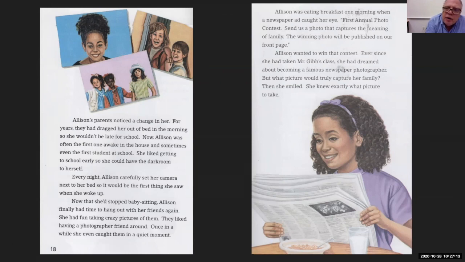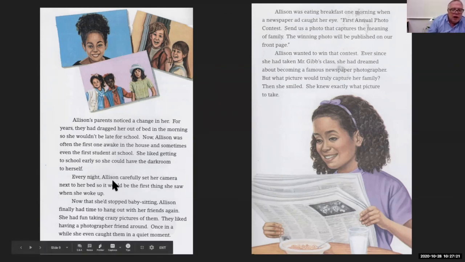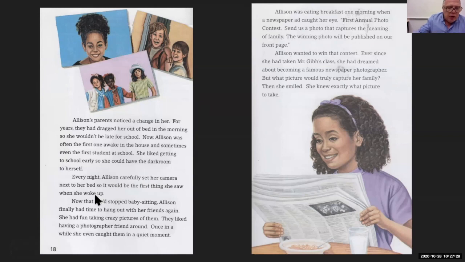Okay, stop. Let's think. And let's paraphrase, or let's look at the inference that's in here. Every night, Allison carefully set her camera next to her bed so it would be the first thing she saw when she woke up. When we make inferences, we are reading behind the lines. We're trying to read that which is being hinted at by the author. They don't say it explicitly. They don't say it plainly out loud so we can all know exactly what's in the mind of the author, but they give us hints about what's in the mind of the author.